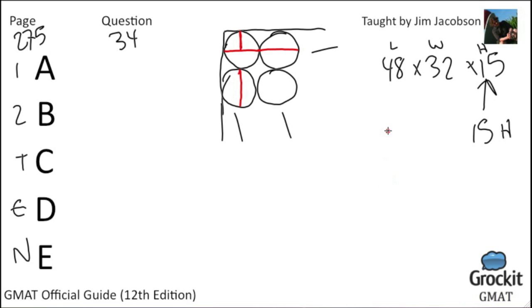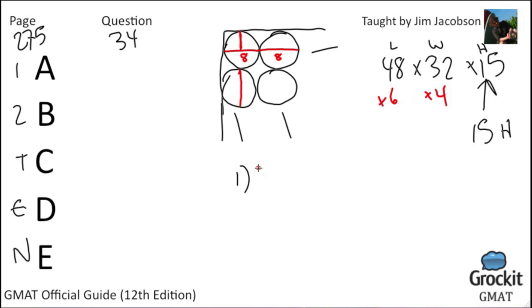So, yeah, let's start looking at the statements. Statement 1 tells us that each of the cans has a radius of 4 centimeters. Well, that is supremely helpful. So that tells us that the diameter is 8. So every can will be 8, and as it turns out, both the length and the width are divisible by 8. You know, times 6 and times 4. So we could figure out exactly how many cans fit in there. In fact, it's 4 by 6.